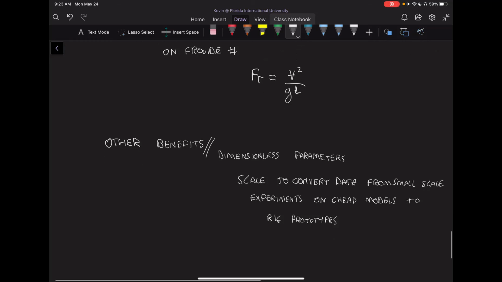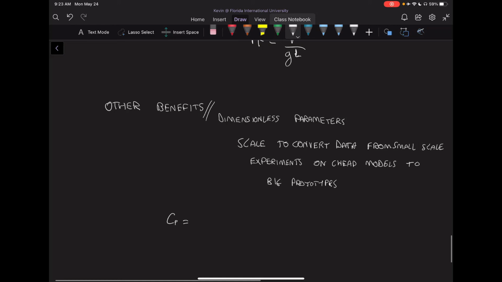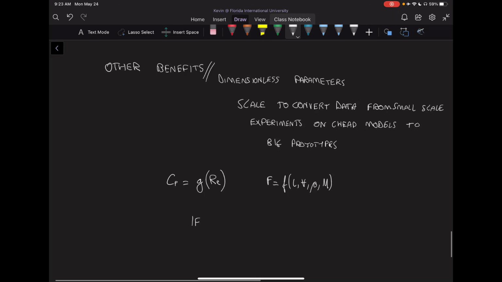So for example, if we take our fact that our coefficient of force is equal to a function g of Reynolds number, and we know that the force is equal to a function of length, velocity, density and viscosity, so not multiplied, but a function of all these different ones, we can say that if we have the same shape or the same design, and the Reynolds number of our small scale model is equal to the Reynolds number of our prototype, which is the case if you're doing the same type of analysis, okay?